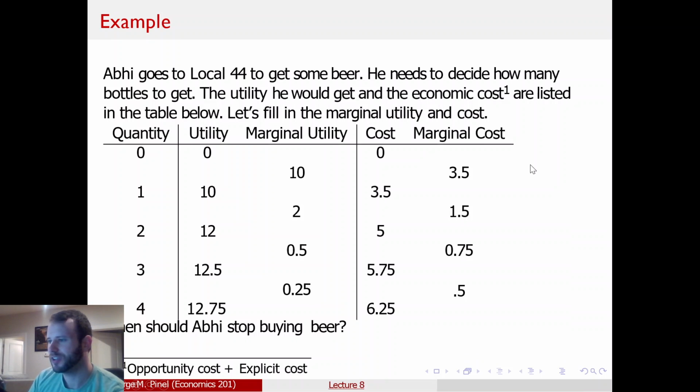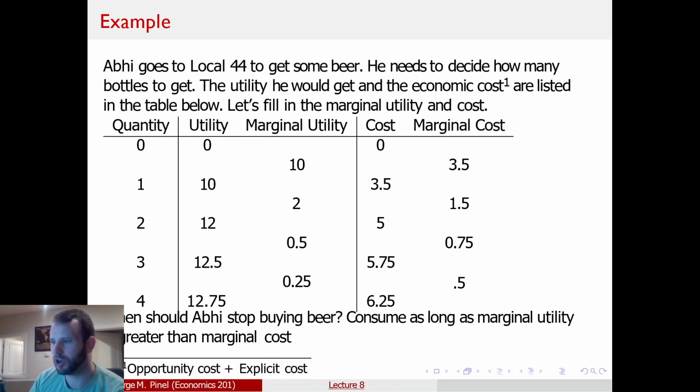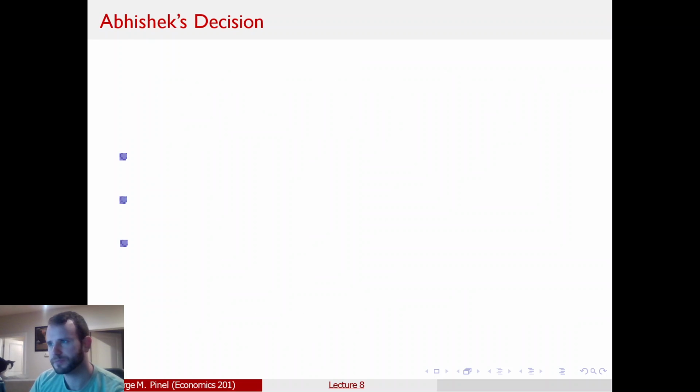Okay. So when should Abby stop buying beer? He's going to consume as long as his marginal utility is greater than his marginal cost, which will be at 2 beers. Okay.